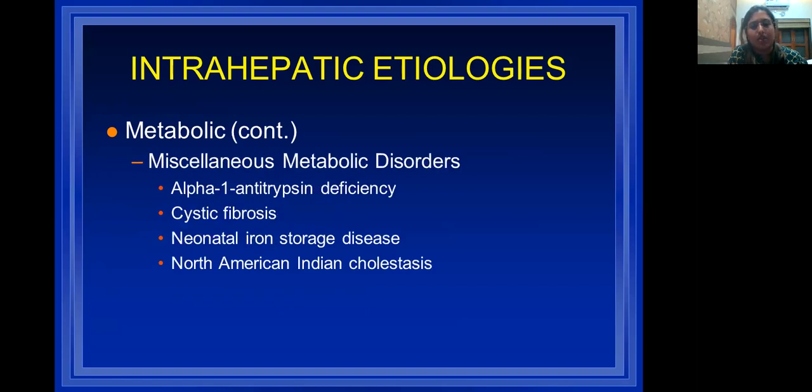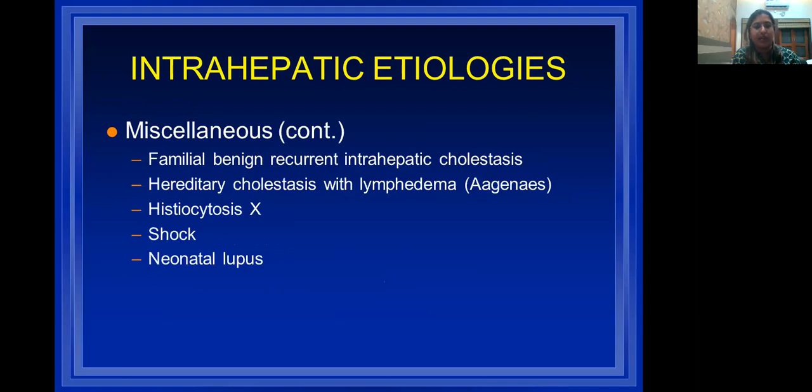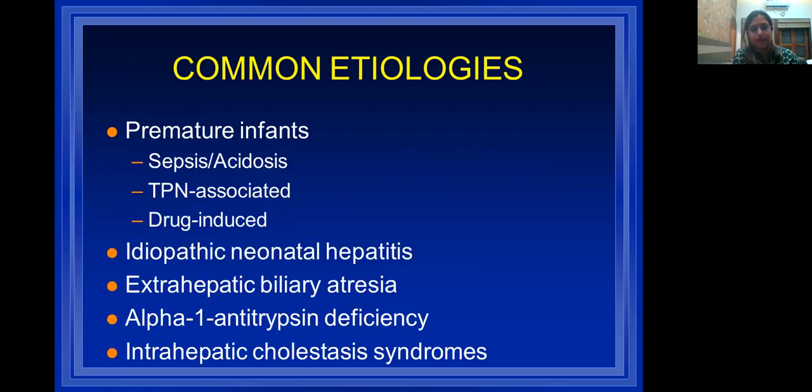Certain miscellaneous disorders like alpha-1 antitrypsin deficiency, cystic fibrosis, neonatal iron storage disease, and North American Indian cholestasis also cause intrahepatic cholestasis. Other causes are arteriohepatic dysplasia like Alagille syndrome, non-syndromic paucity of intrahepatic bile ducts, Caroli's disease, Byler's disease, and congenital hepatic fibrosis. Familial benign recurrent intrahepatic cholestasis, hereditary cholestasis with lymphedema, histiocytosis X, shock, and neonatal lupus can also cause intrahepatic cholestasis.